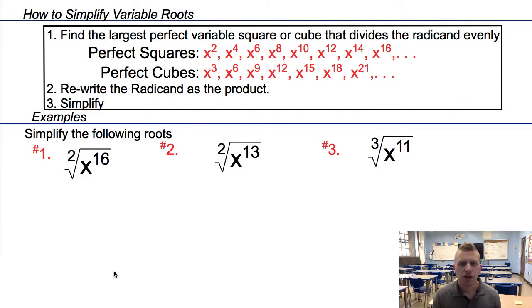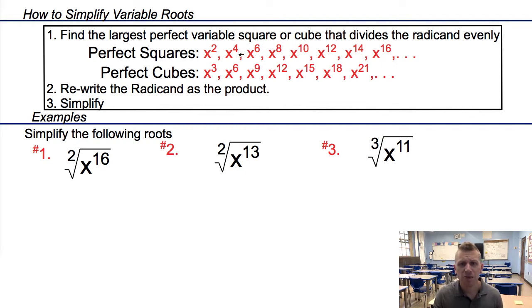Steps are kind of similar. What you need to do is find the largest perfect square or perfect cube that divides the radicand evenly. You'll know if you're looking for perfect squares or perfect cubes by looking for the little index. If the index is a 2, you're looking for a perfect square. If the index is a 3, you're looking for a perfect cube. If it's a 4, you're looking for a perfect fourth, we'll call it, and so on. So always pay attention to the index here.